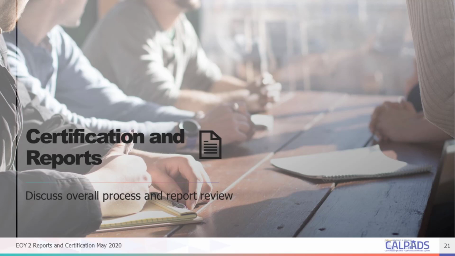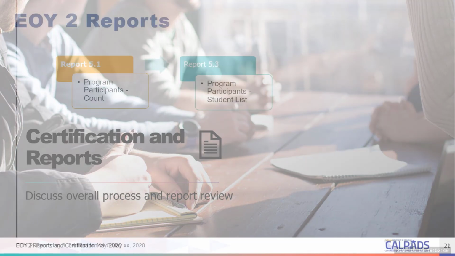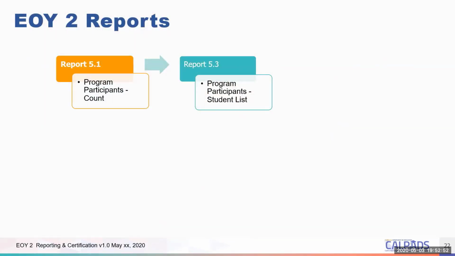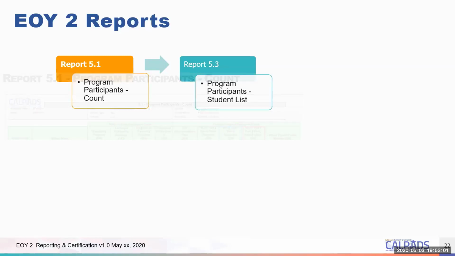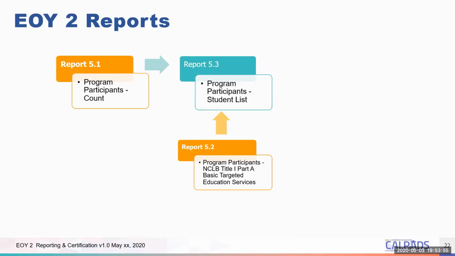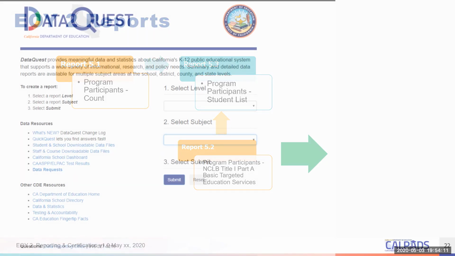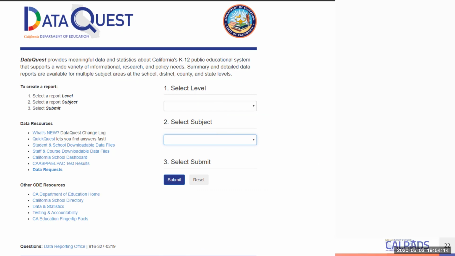EOY2 reports. EOY2 program participation data has two aggregate reports to be reviewed after all required data has been posted. EOY 5.1 program participation counts. There are also supporting reports to assist in reconciling CalPADS to the local system of record. 5.2 and 5.3 provide student details of the 5.1, and all this can be displayed on DataQuest.